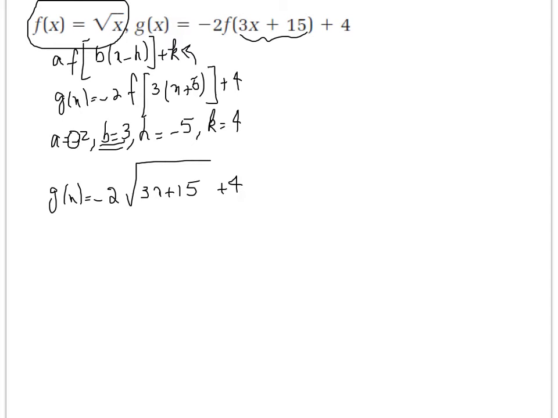Now I have to plot the graph, but before I do that, I'm going to find the mapping notation. Remember that the mapping notation becomes (x, y) goes to (1 over b times x plus h, ay plus k). We found that b is 3, h is negative 5, and a is negative 2, k is plus 4. So this is my mapping notation.